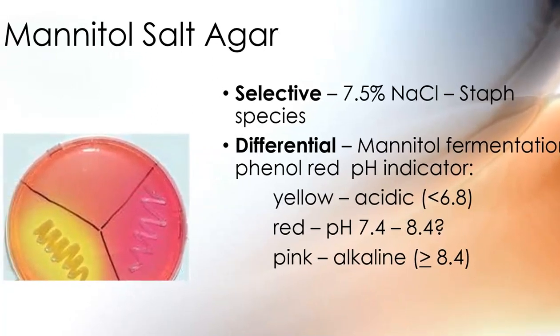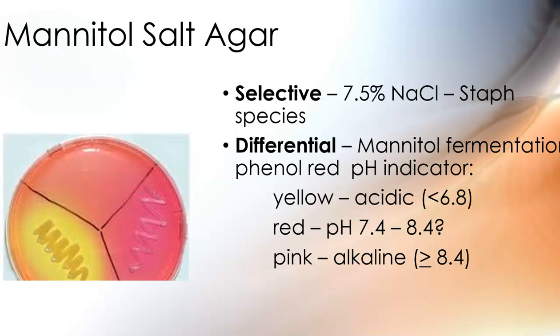Mannitol salt. I'm trying to make this bigger. It's not letting me. The mannitol salt agar. We talked about the mannitol salt agar a little bit. Mannitol salt agar has salt, an increased amount of salt. When we do salt broths to find out if the things will grow in high amounts of salt, we only use 6.5% sodium chloride. So mannitol salt has an even higher amount. That's 7.5% sodium chloride.